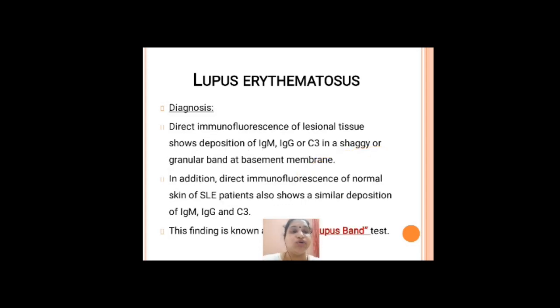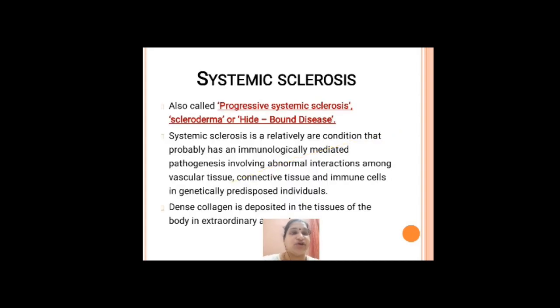If you take a direct immunofluorescence in case of lupus erythematosus, antibodies like IgG, IgM and C3 complement factors will be seen in the lesional tissue. But in SLE, apart from the lesional tissue, even in normal skin you can find this deposition of antibodies at the basement membrane zone. Normal skin also. So this is called a positive lupus band test. This picture shows some diagnostic criteria for SLE.